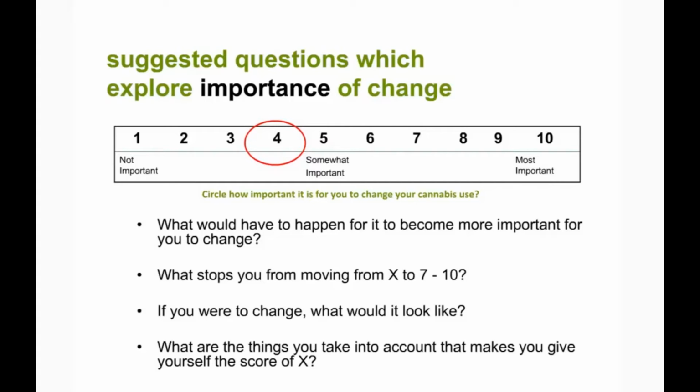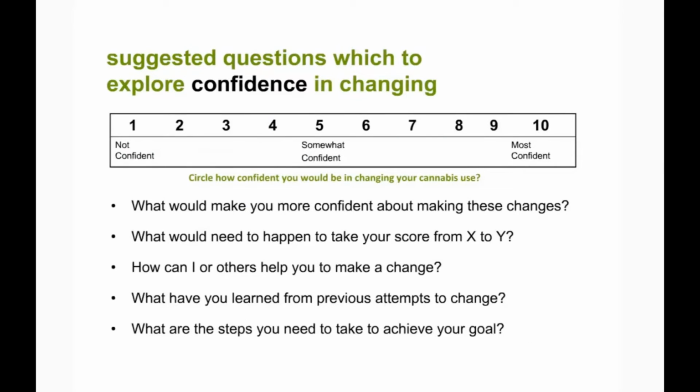Again, if you want to, you can go, okay, so why are you a 4 and not a 2? And hear what he has to say, and then you might say, okay, so what would need to happen for it to become more important for you to change, say a 6 or a 7? And what's stopping you from moving in that direction? And if you were to change, what would that look like? Is there anything that I or anyone else can do to help you or support you? So what are the things that you might take into account that give you a score of 4, for example?